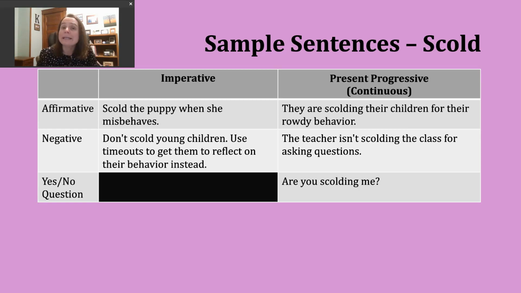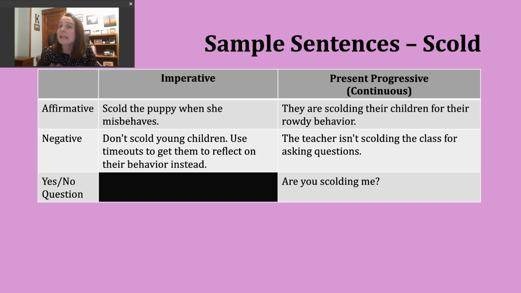The imperative is unique in English because we do not state the subject in this sentence. The subject is implied or it's understood to be either you singular if we're talking to one person or you plural if we're talking to two or more people. So to make an affirmative sentence in the imperative, you can just start with the verb. You can see that in my example here. Scold the puppy when she misbehaves. Right? So maybe this is a dog trainer giving a command to a pet owner as they train this young animal.